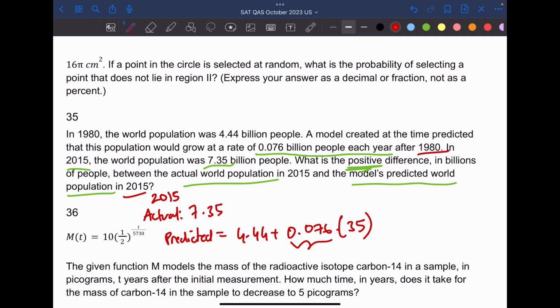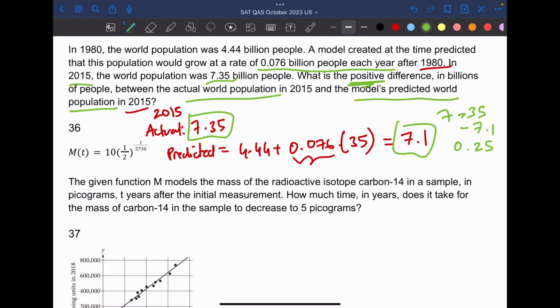Okay, so if you put this in the calculator, what is 4.44 plus 0.076 times 35? This would be equal to 7.1. And now you just have to find the positive difference. In this case, it just means subtract the bigger number minus the smaller number. So what is 7.35 minus 7.1? You would get that it is equal to 0.25. And that is your answer. So that is literally it. We have our positive difference for this question.